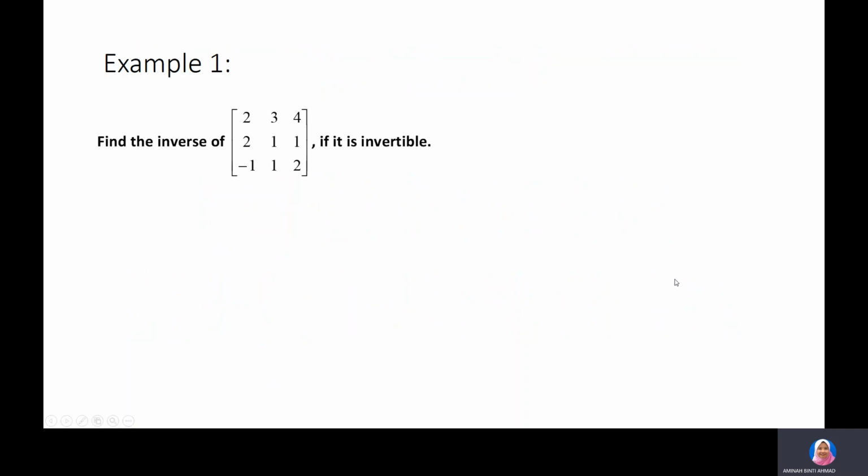Example, let's find the inverse of this 3 by 3 matrix, if it is invertible. Step 1, we check whether the determinant is equal or not equal to 0. If not equal to 0, then the inverse of A exists.